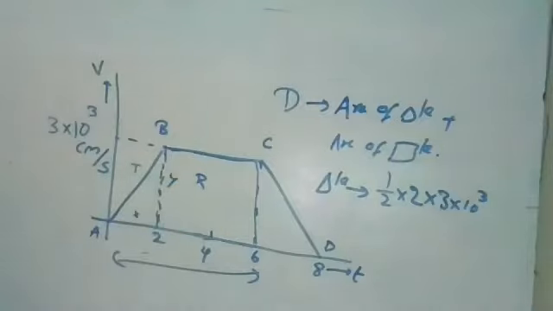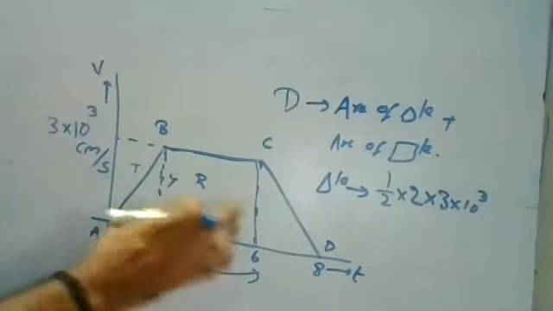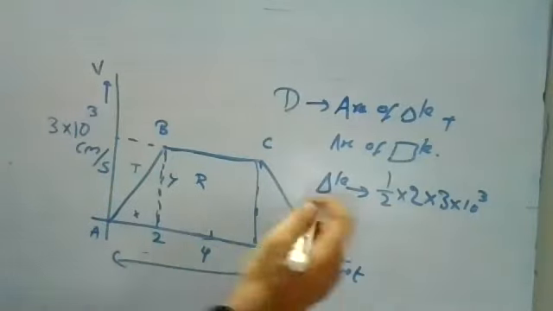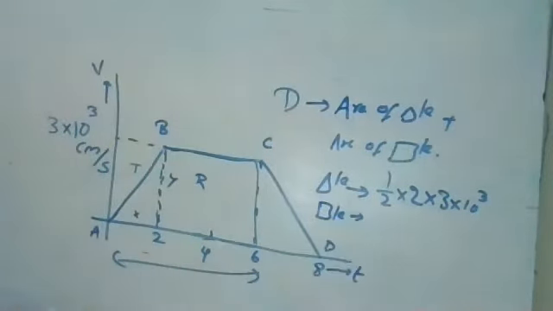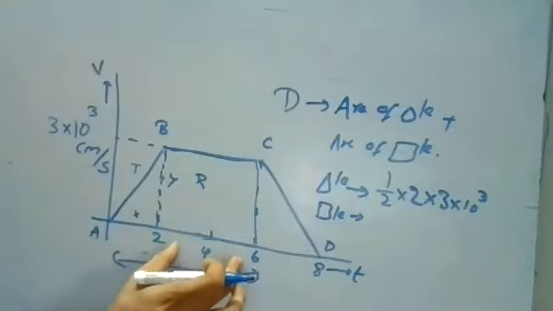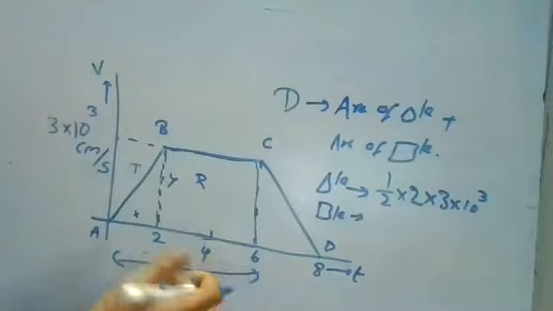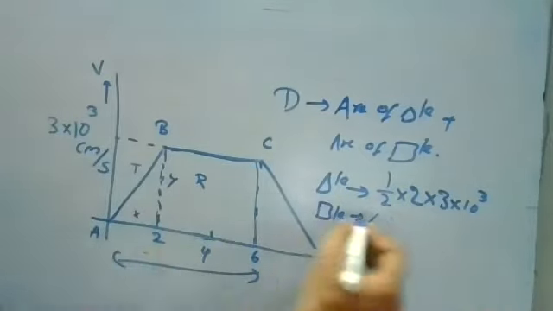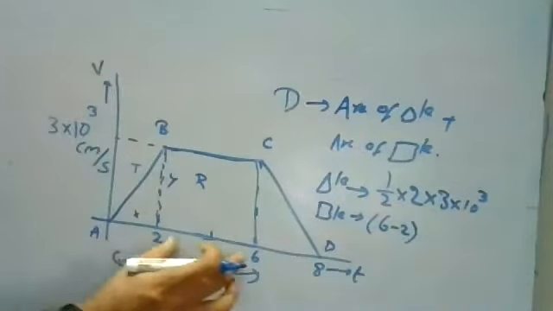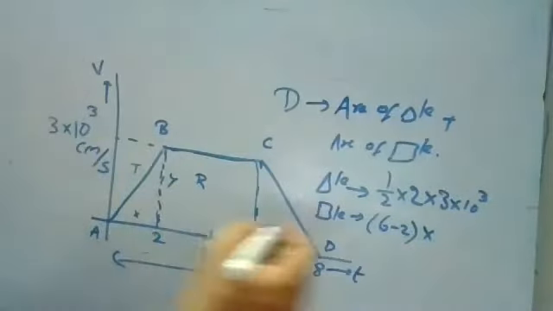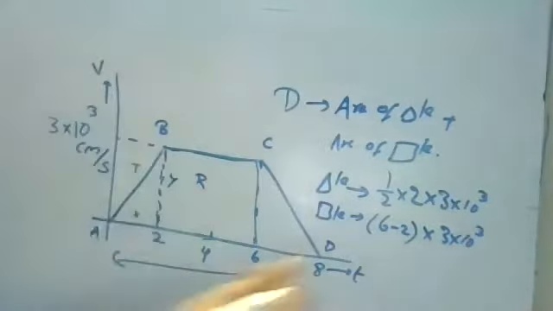Now we will see the area of the rectangle. The centimeters are appearing now, so I'm not going to change anything. For this rectangle, I'm going to consider the x-axis as well as the y-axis. The area is nothing but length into breadth. So it is the difference between 6 seconds and 2 seconds, which is 6 minus 2, into the peak, which is 3 into 10 power 3. That is the area of the rectangle.